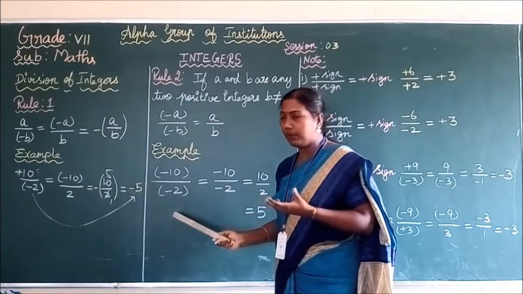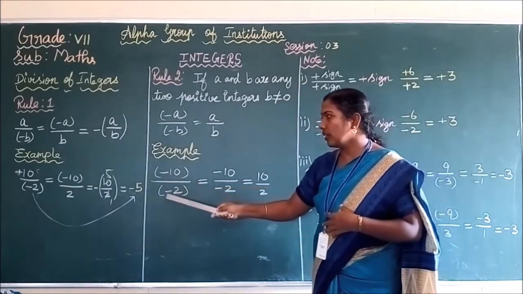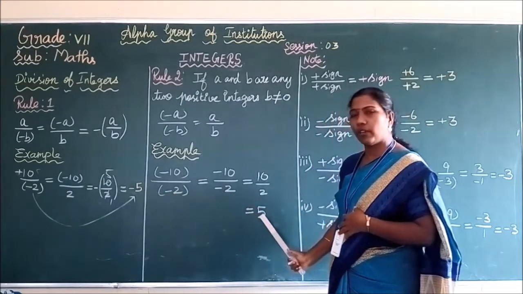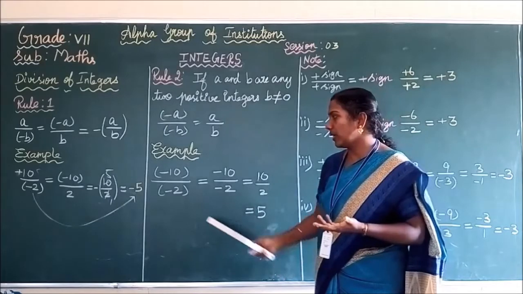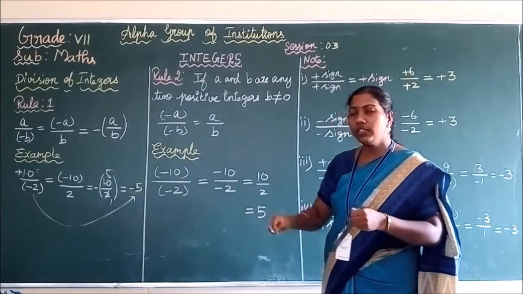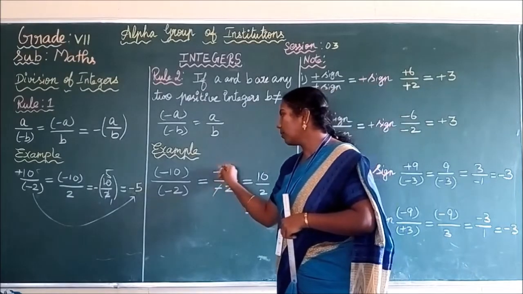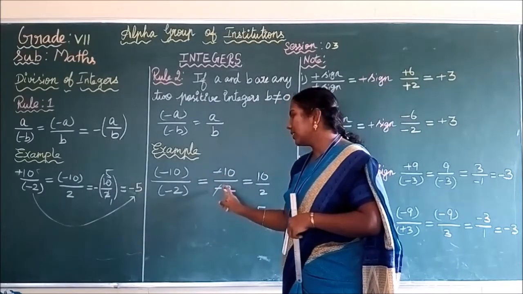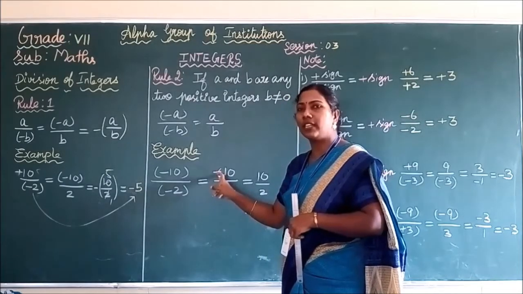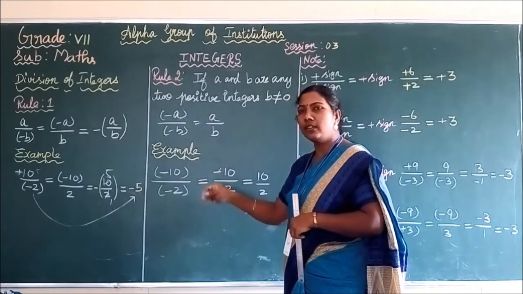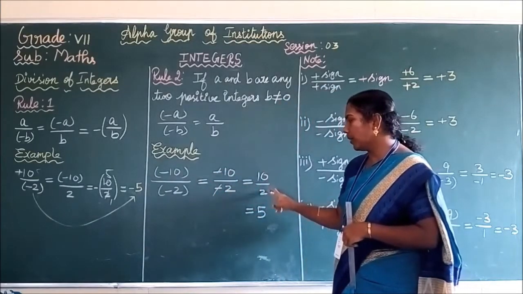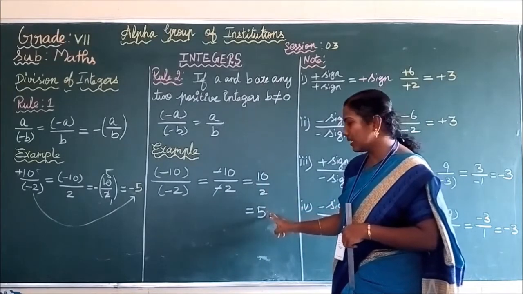Let us see the example. Minus 10 divided by minus 2. If you divide 10 by 2, you get the answer 5. Then what is the symbol of the 5? In minus divided by minus, you strike out the minus. You cancel the symbol of the denominator with the symbol in the numerator, that is, you cancel minus and minus. You get 10 by 2, which gives 5. Thus the answer is plus 5.